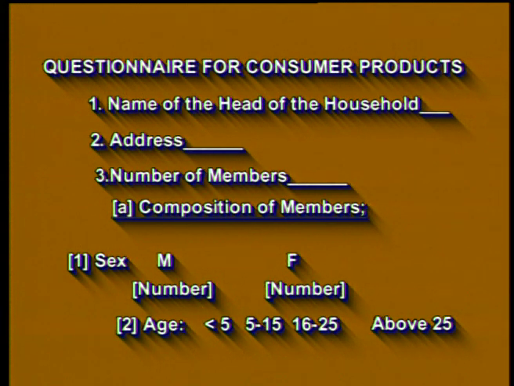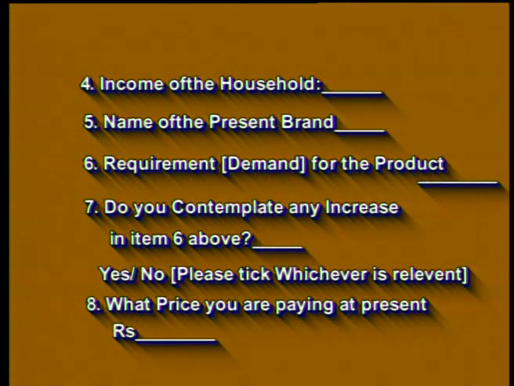For consumer product market survey, the questionnaire runs like this. Question number 1, name of the head of the household. Question number 2 is the address of the household. Question number 3 is the number of members in the household. Then a part of that question, that is 3A, will be the composition of the members of the household in terms of both sex as well as age. So, in the case of sex, you will make 2 columns, male and female. Age you will have less than 5, then 5 to 15, 15 and 25 and 25 and above. Then the 4th question will be income of the household. The 5th question will be the name of the brand which you are purchasing at present.